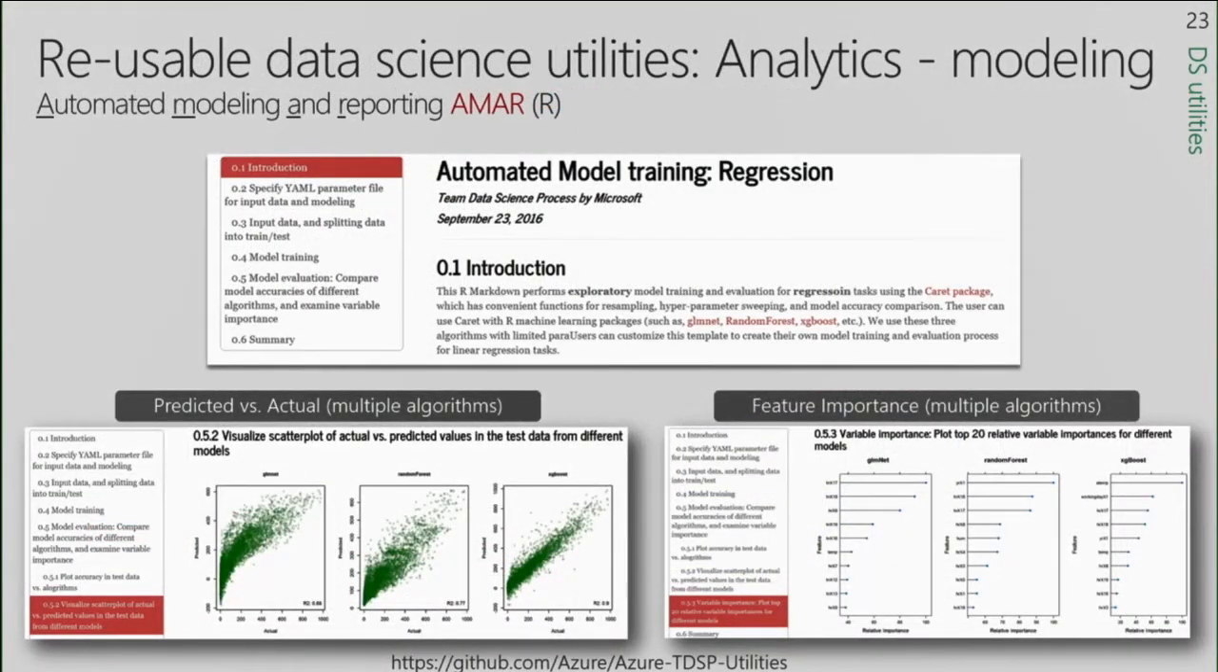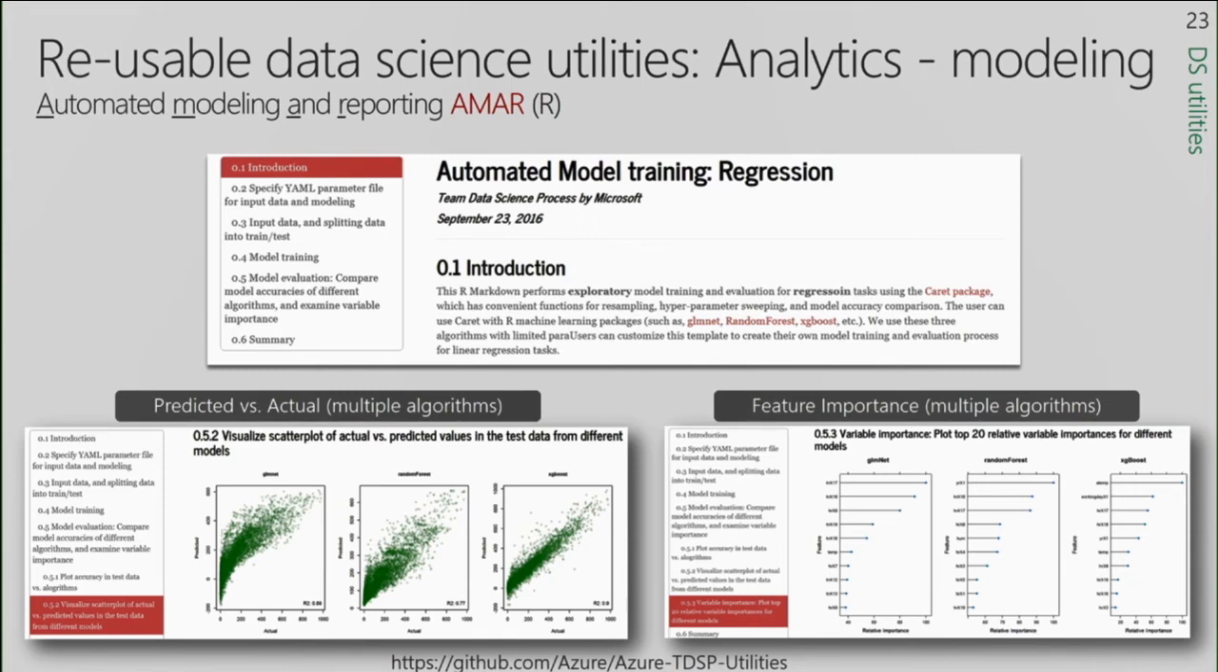Another tool that we have published is the automated modeling and reporting utility. This is available in R at the moment. What it does is use a variety of different algorithms. It will quickly develop a modeling report for you, where it has done hyperparameter sweeping, model development, compared the accuracy of different models, and given feature importance, for example, for different models. Ultimately, it generates, again, an HTML report which can become a deliverable to your customers.